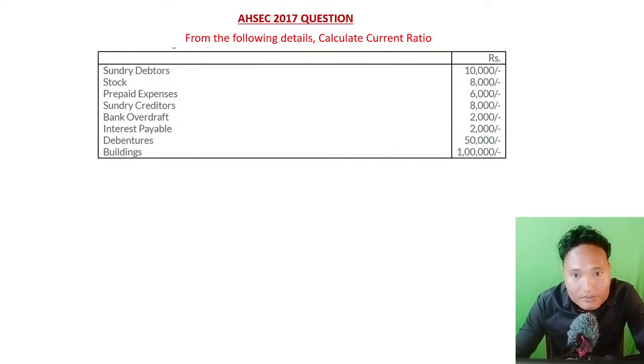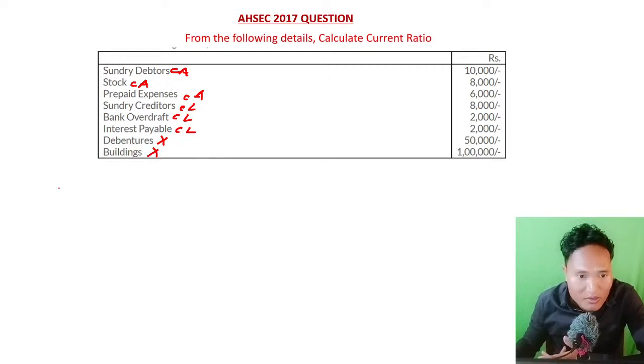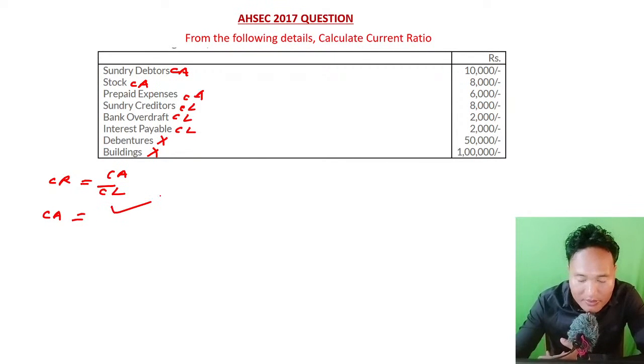Next, we have solved regarding the current ratio, how to find current ratio. Let us identify which are the items that include in current asset. This is a current asset, stock is a current asset, prepaid is a current asset, sundry creditors is a current liability, bank overdraft is a current liability, interest payable is a current liability, debenture does not include, building is a fixed asset. So you apply the formula, we know that current ratio is equal to current asset by current liabilities. Just place all the values of current asset, then you will get the value of current ratio. Please go and watch the previous video.